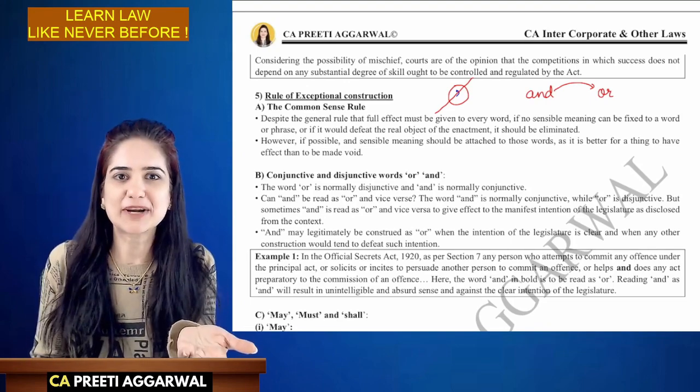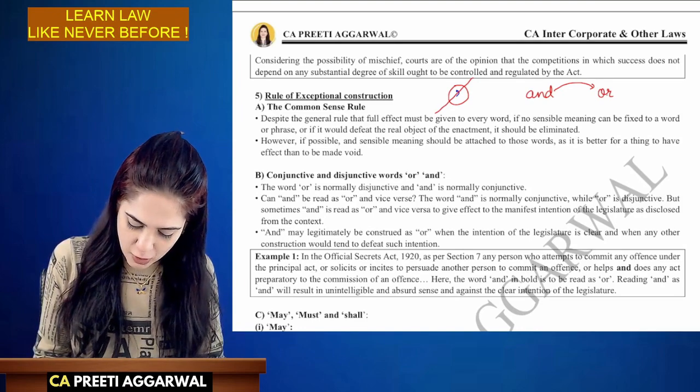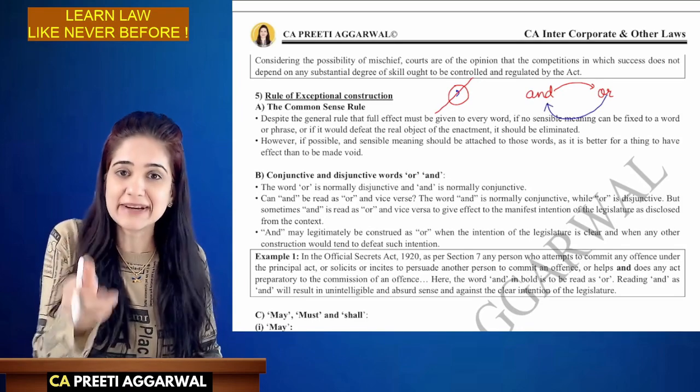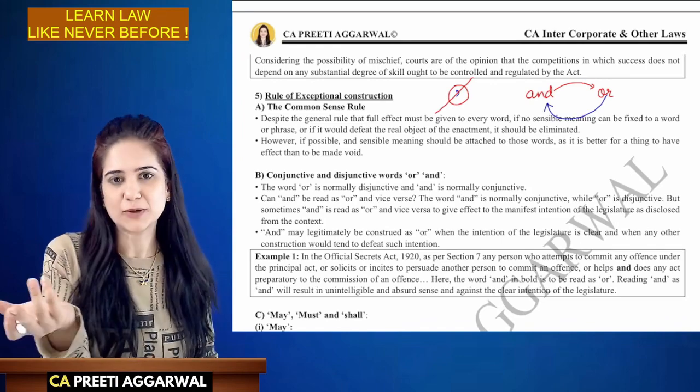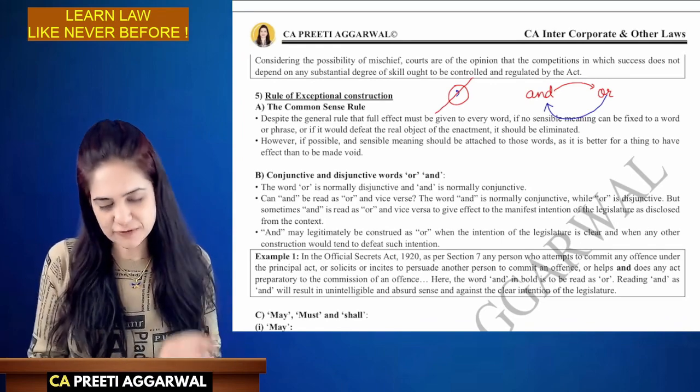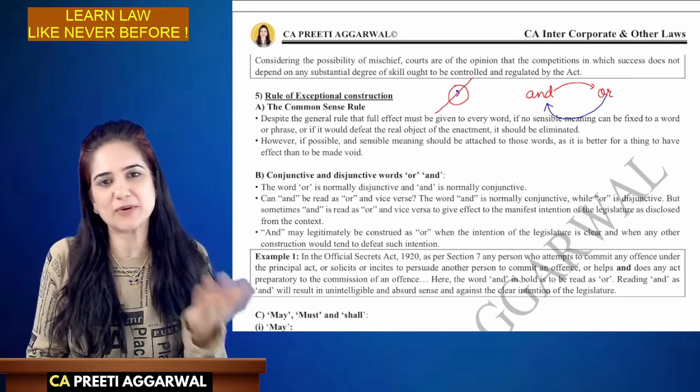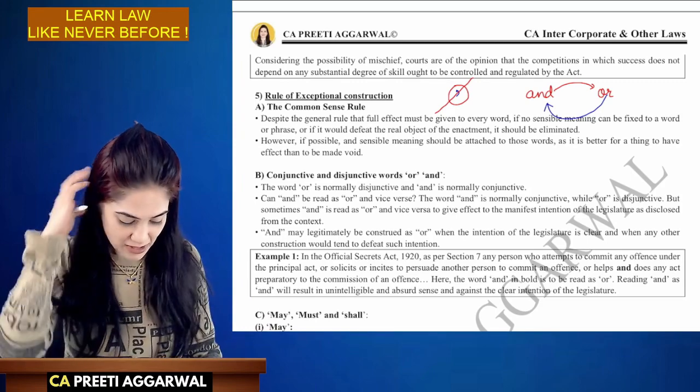Then substitute that with "or." And if, instead of "or," writing the word "and" is making more sense, then you use that. Instead of "or," you write "and." Instead of "and," you can write "or" if it is making more sense.